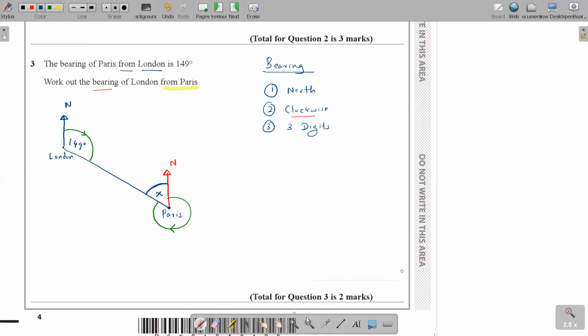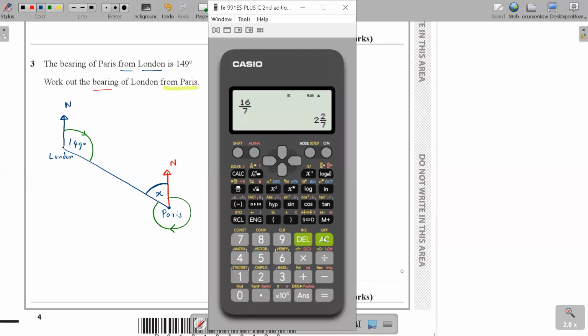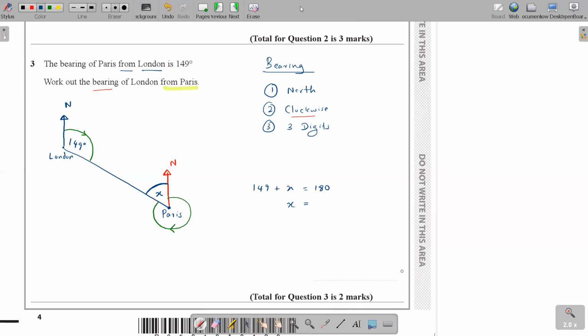interior angles, because you can see here that two norths are there. So you have interior angles adding up to 180. So 149 plus x equals 180. So x equals 180 minus 149, which gives you 31. So this angle is 31. So x is 31 here.